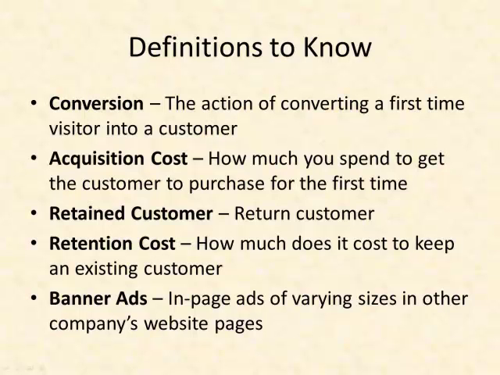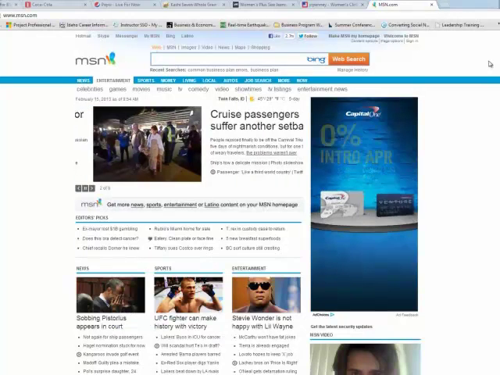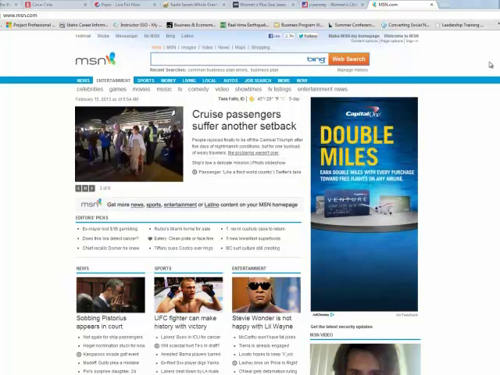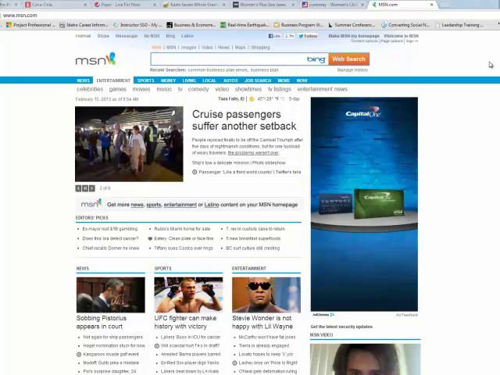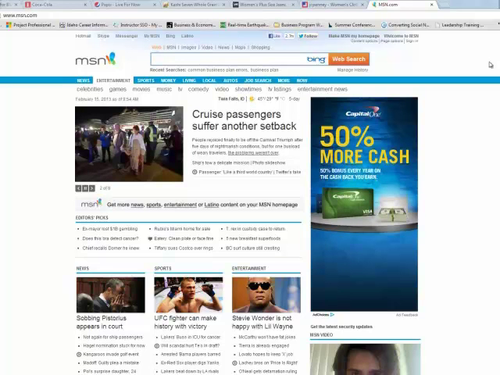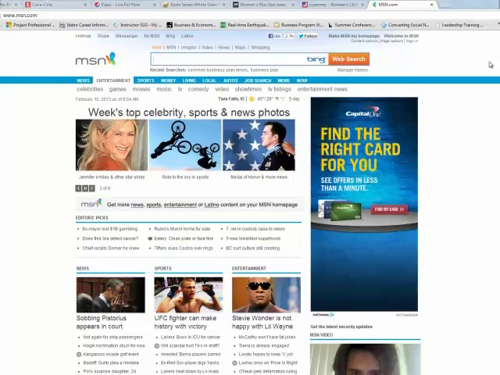Banner ads. Those are small in-page ads, well, they vary in size. And you put them on other people's websites in order to cross-market to you. Let's see if we can pull something up. This Capital One ad is considered a banner ad. It's a specific size and it advertises Capital One from within MSN.